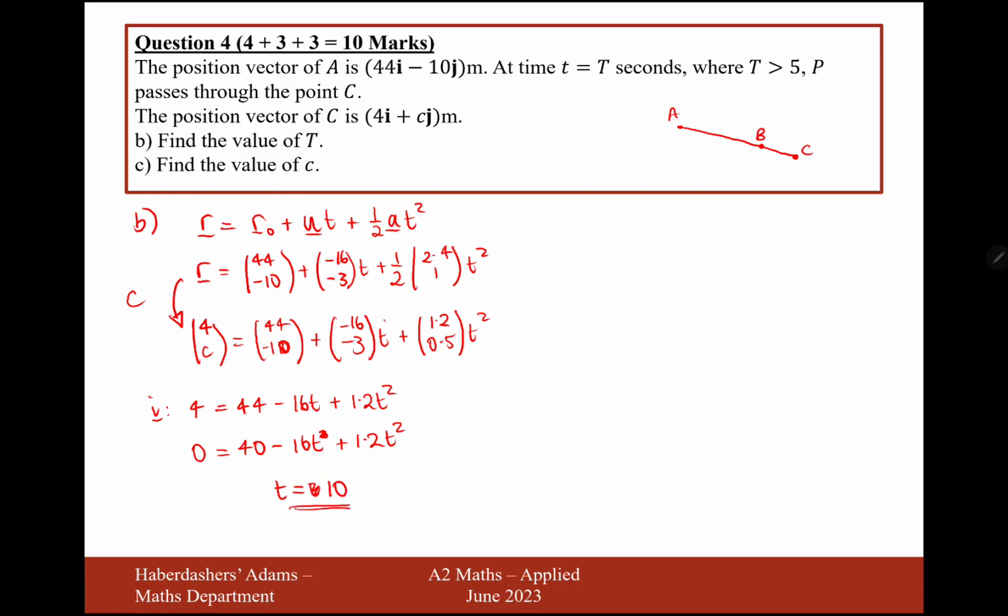Excellent, there we are. And now we've got to find the value of c. So to find the value of c, we're just going to look at the j component here. So c equals minus 10 minus 3 times 10, add 0.5 times 10 squared, and we get c to be 10. Excellent, so there we are, that's the answer to question 4, worth a total of 5 marks. Let's now move on to question 5.